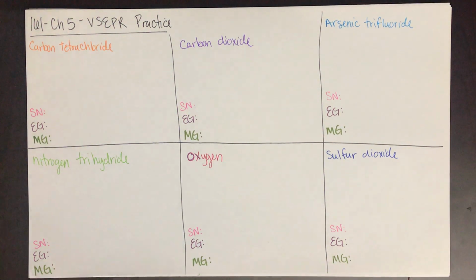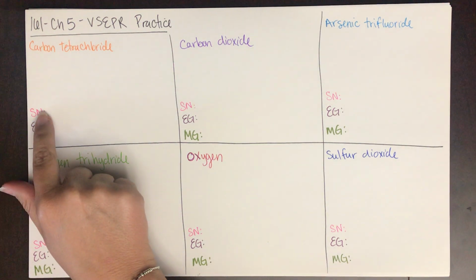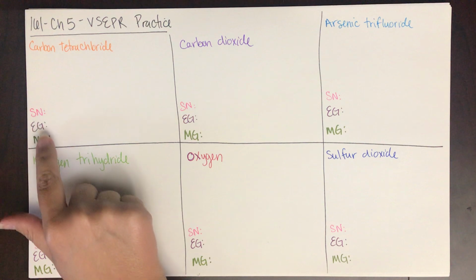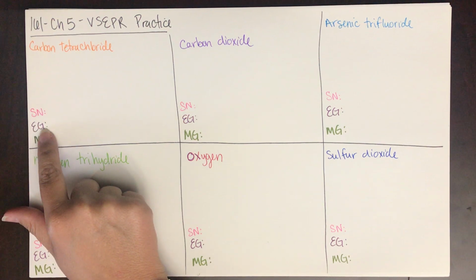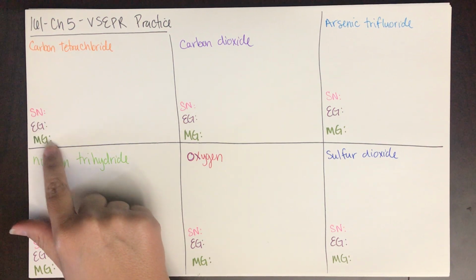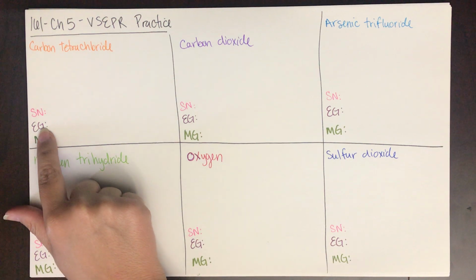Okay, so let's do some examples where we are predicting molecular geometry using the VSEPR method for some different molecules. Some of these we've drawn the Lewis structures of before, but that's the first step for all of these: draw the correct Lewis structure. From the Lewis structure, we can determine the steric number. From the steric number, we can determine the electron pair geometry.